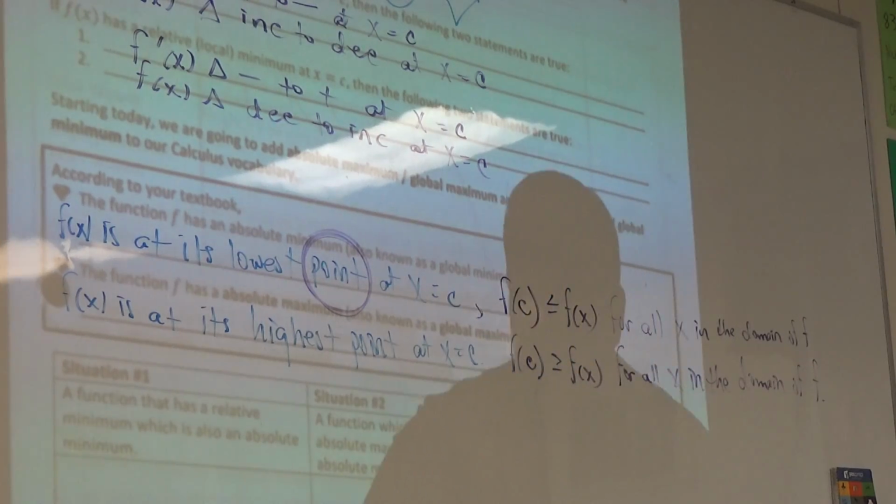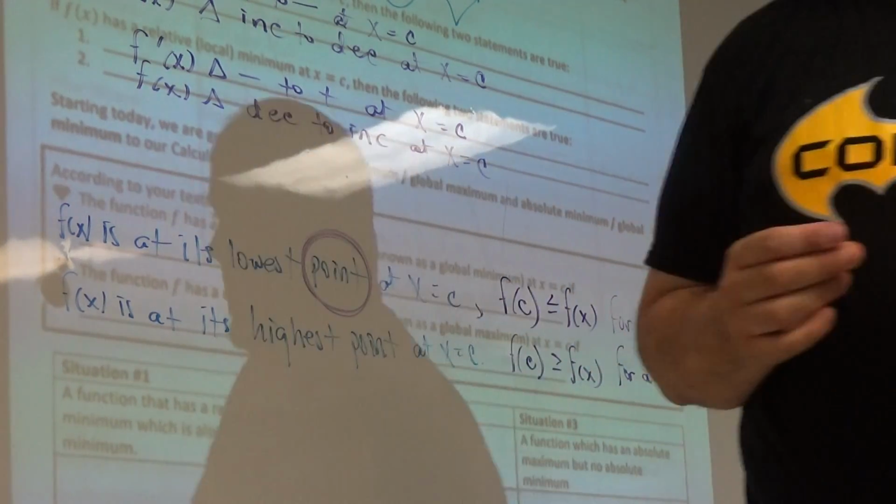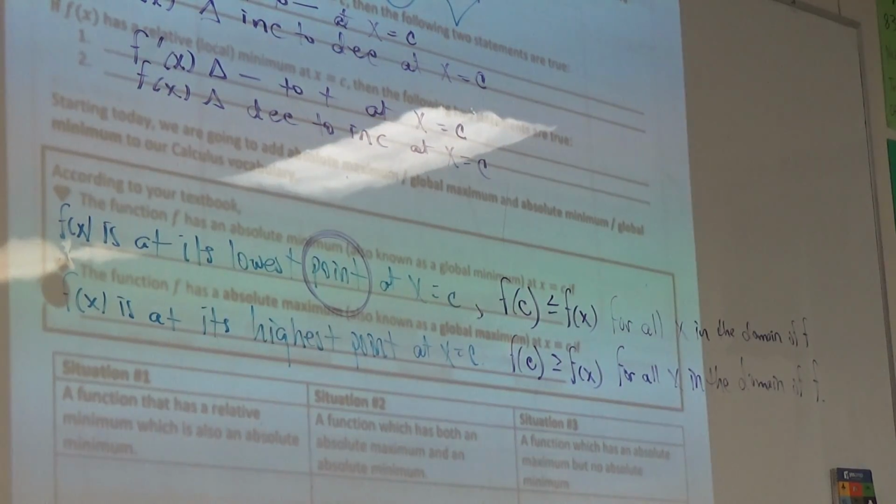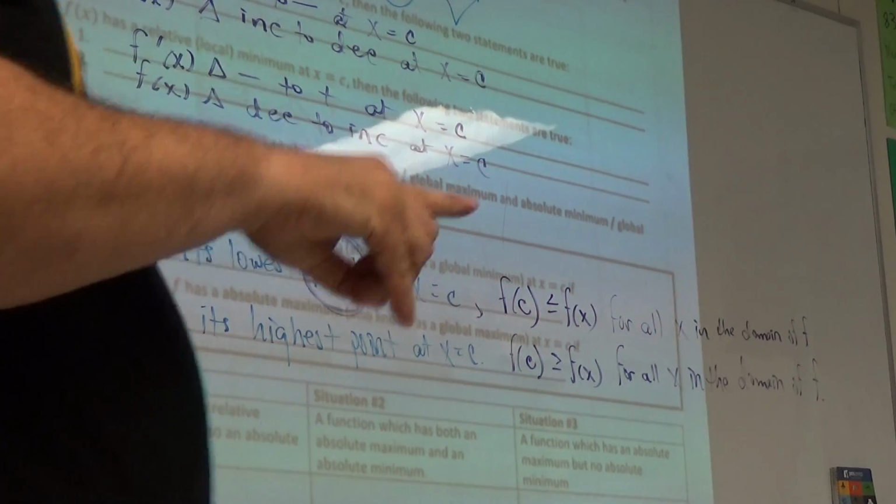What do you mean by the same thing at the same time? Could it be a relative max and an absolute max? So can a function have a relative max and an absolute max at the same time? Can anybody think of an example of a function that has an absolute max and a relative max at the same time?